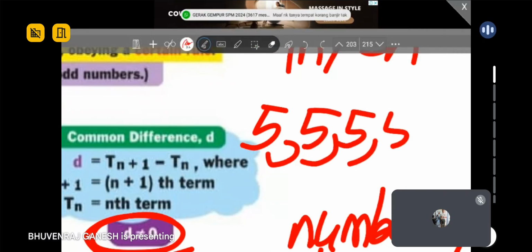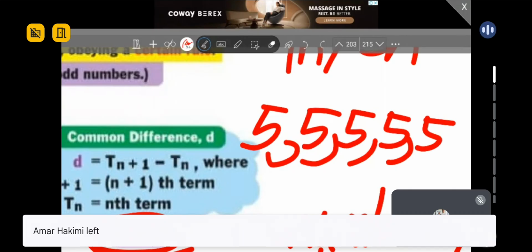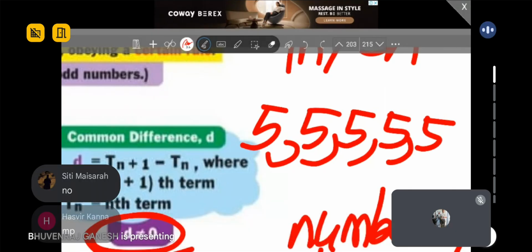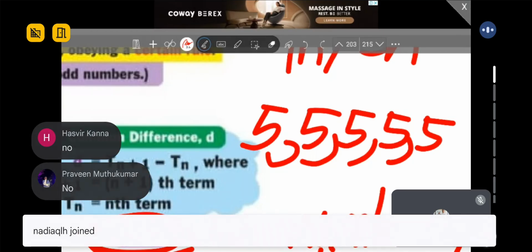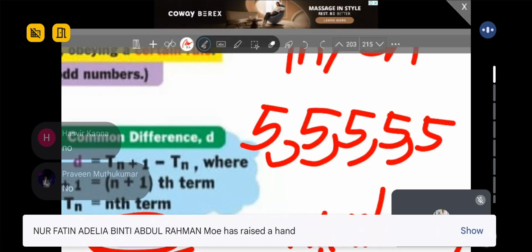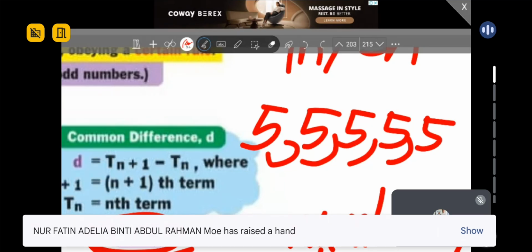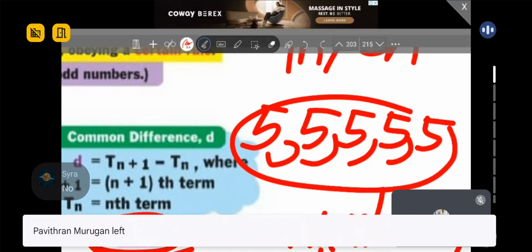Guys, I write something for you like this. Is this a progression? Adakah ini satu janjang? Yes or no? Honestly. Definitely no, right? Progression means that you must have a change. Am I right? Progression, the word means change. Here there is no change. So how can it be progression?